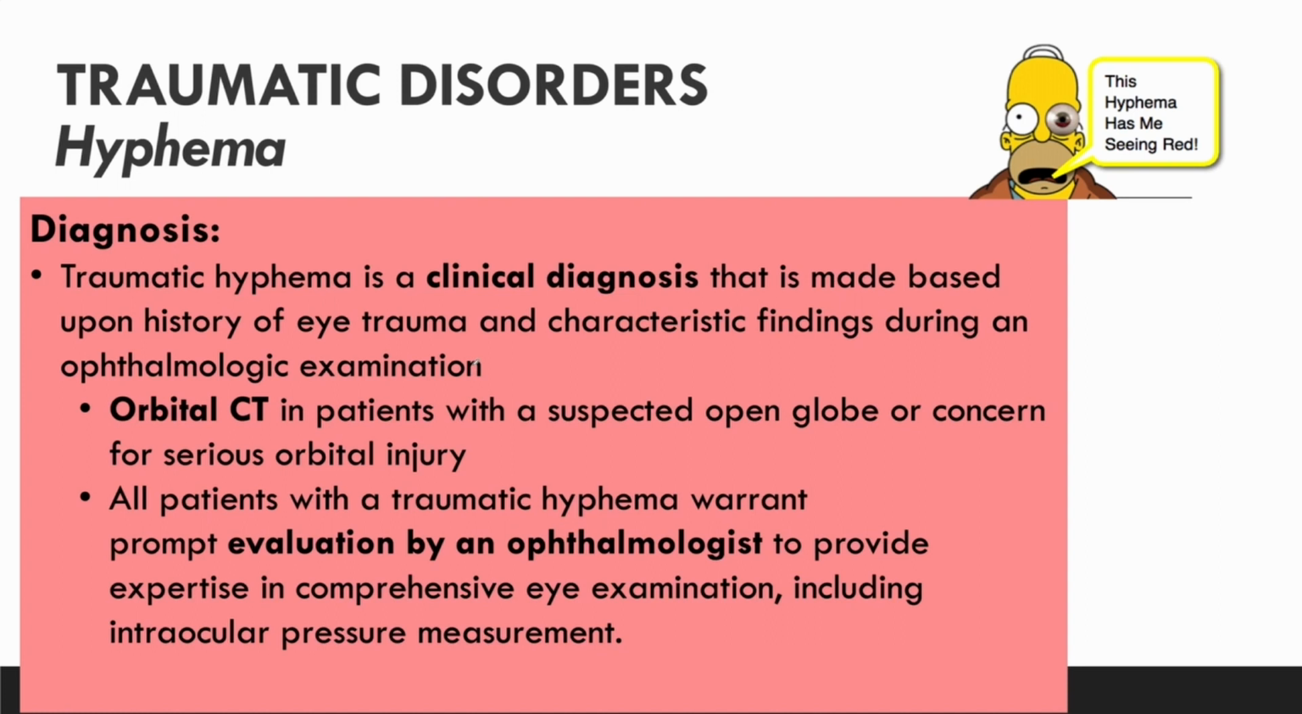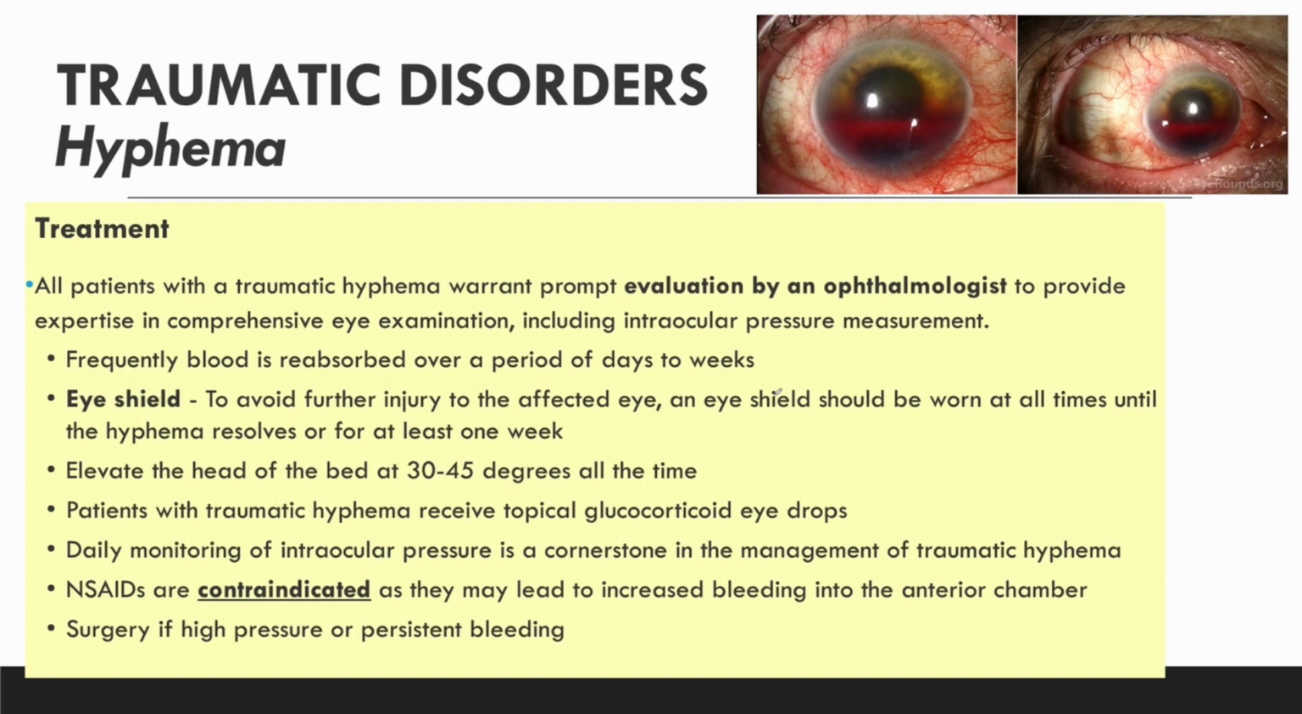It's clinical. You'll see it. Sometimes we might get an orbital CT if you think there's a globe injury or an orbital bone injury, and you need to get them to an ophthalmologist. Until you get them to the ophthalmologist, what you're responsible for is examining the eye, doing a more comprehensive eye examination, checking intraocular pressures. We want to keep the eye shielded if we can.